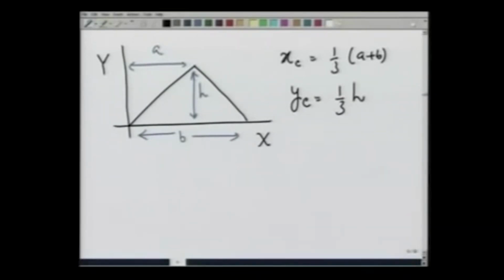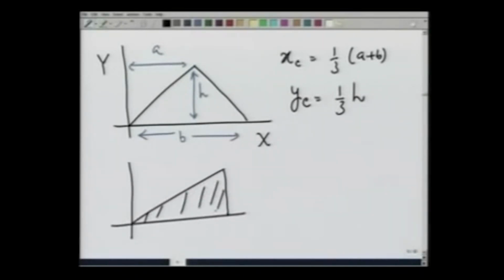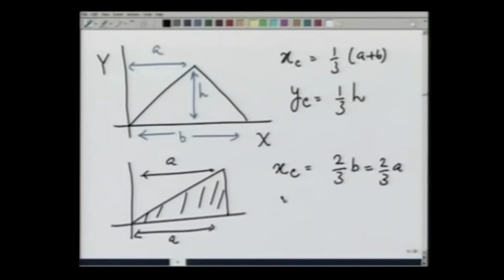You can see that the y coordinate is 1/3 of the height and the x coordinate is 1/3 of b plus a. So, suppose I had a triangle like this, an area which is triangular in shape. In that case, a and b are going to be the same, so that xc in this case would become 2/3 of b or 2/3 of a, and yc is obviously equal to h over 3. So, we have calculated the centroid for a triangle.